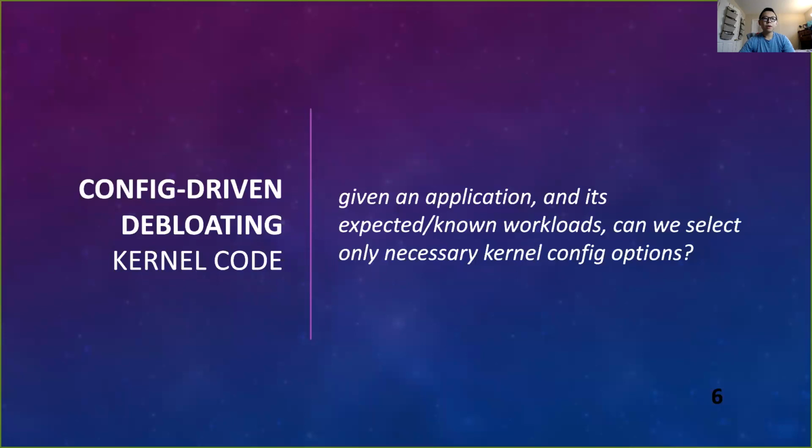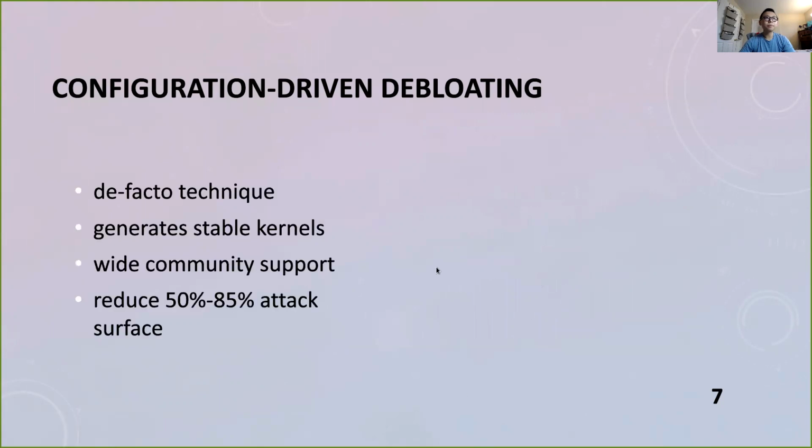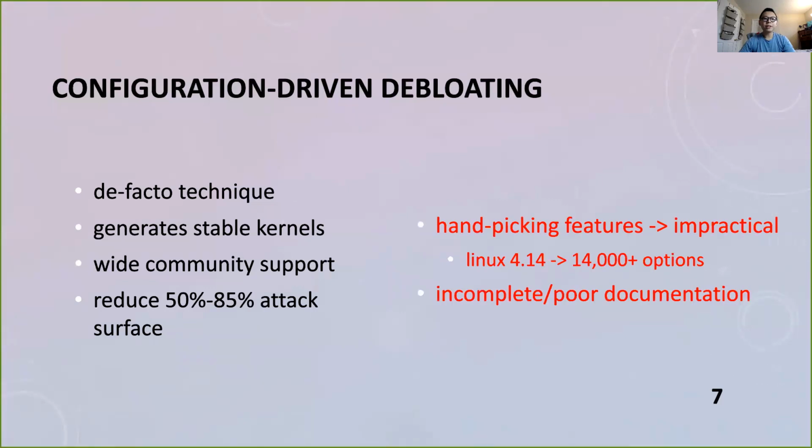So the concept of config-driven kernel debloating is that given an application and its workloads, we try to select only necessary kernel config options. Config-driven debloating is the de facto technique because it does not modify the kernel code and generates stable kernels. Also, it's widely supported by the community. However, handpicking necessary options from thousands of options is impractical, and the incomplete and poor kernel documentation is also an obstacle.